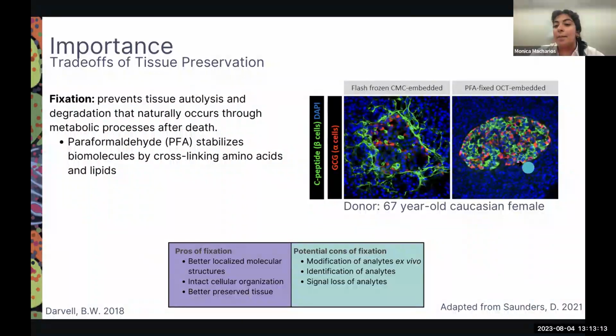Here I have an antibody stain of an islet, staining for beta cells and alpha cells. As you can see here in the PFA fixed tissue, our islet is much more intact and localized and looks like an islet compared to our fresh frozen, which looks very degraded and very delocalized.